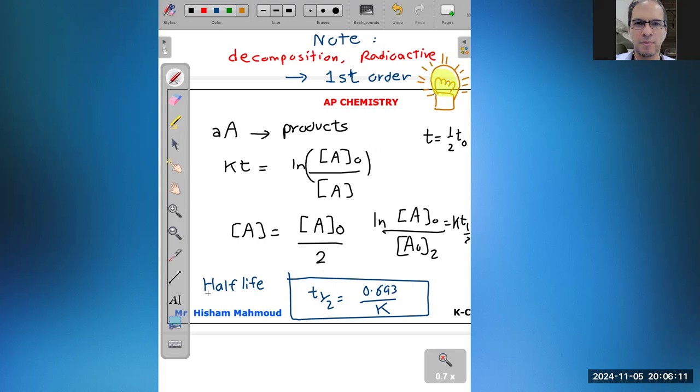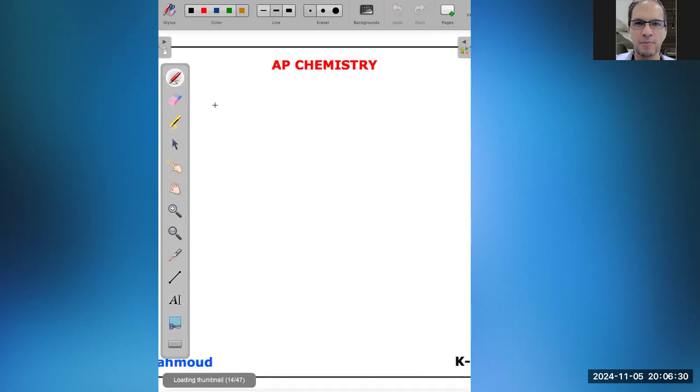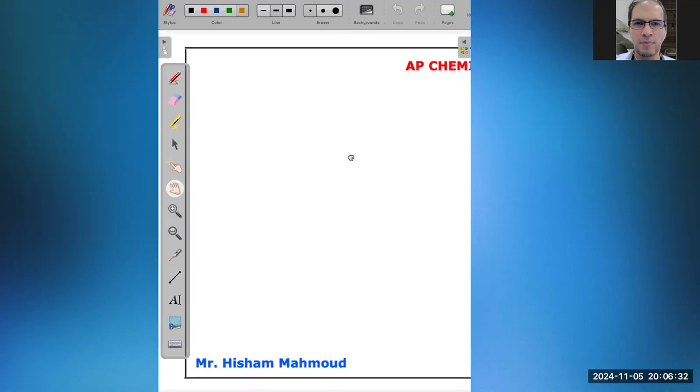Pay attention, this is for the first order only, because after a while I'll give you the half-life for the second order and the half-life of the zero order. But you will not use this one unless he tells you decomposition or radioactive. So how to apply it is very easy.